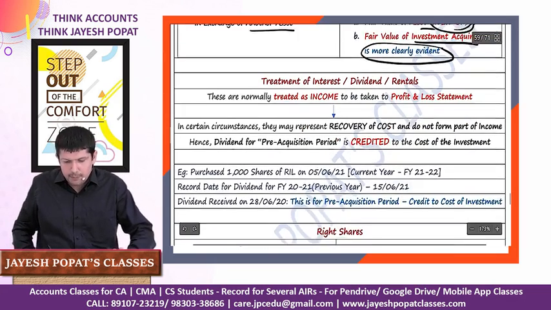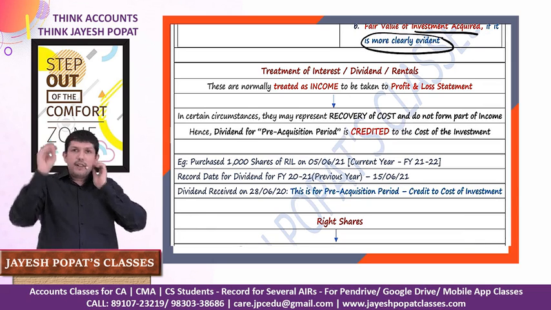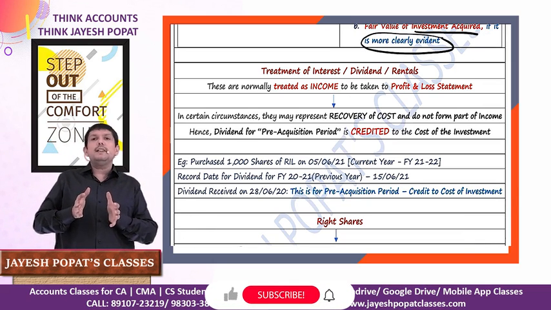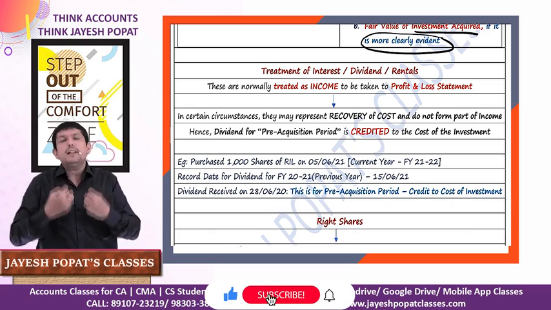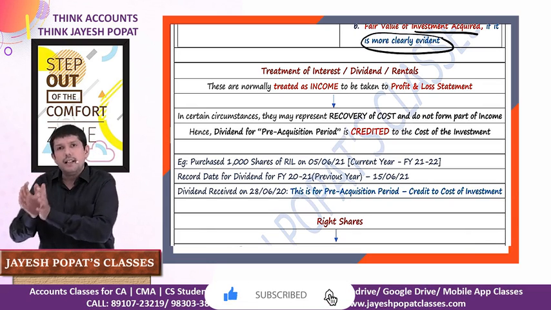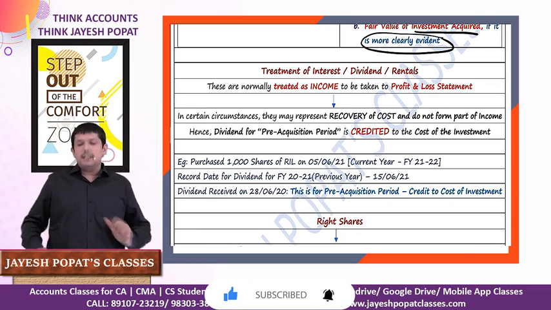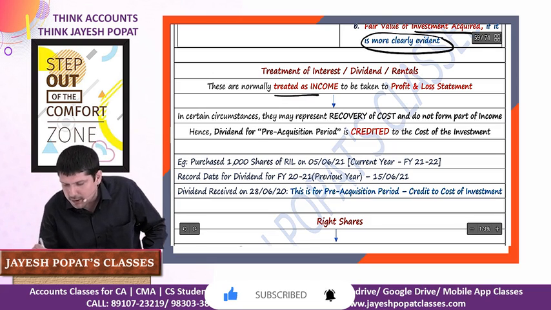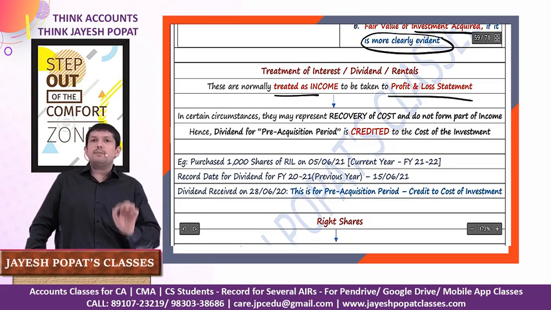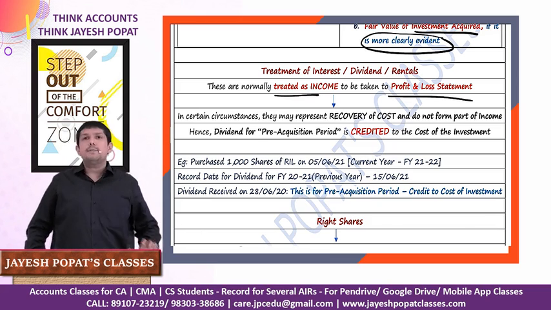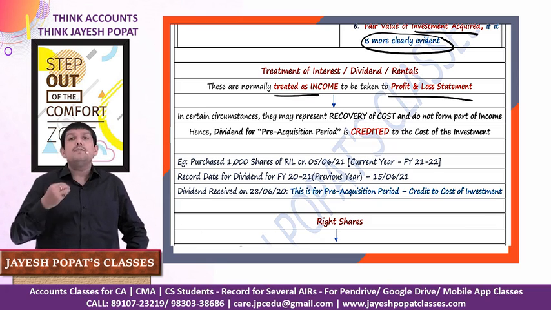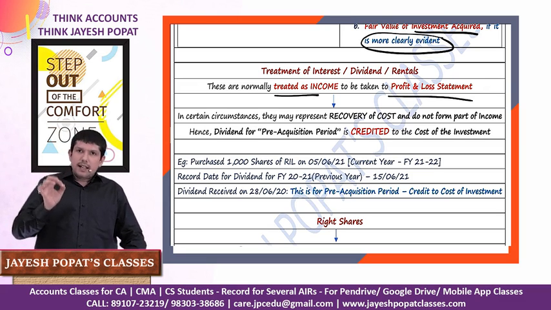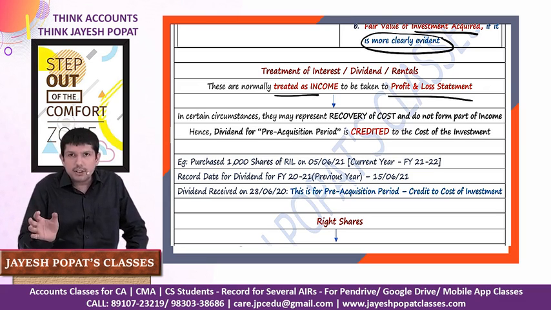Then we'll talk about treatment of interest, dividend and rental. We have seen that the main purpose of holding these investments is to earn income by way of dividend, interest and rental. So how do you deal with it? These are incomes, right? These are incomes and these have to be taken to the statement of profit and loss. But there is an exception. There could be an income which could represent recovery of past cost, right? This is a scenario in case of pre-acquisition dividend.